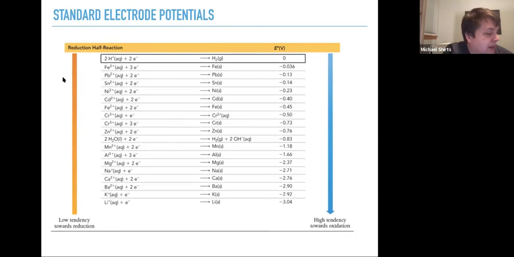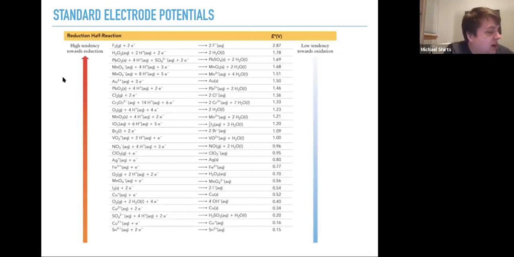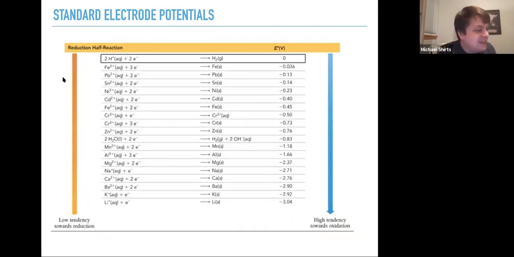You can see things that you'd expect, like all of the group 1, group 2 metals are down, being very likely to be oxidized, and things like the halogens and things in relatively high oxidation states like to be reduced. Okay, so we'll be coming back to this quite a lot.